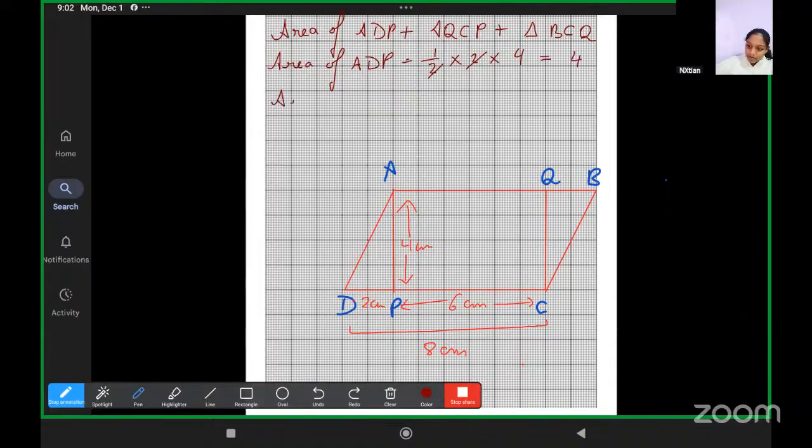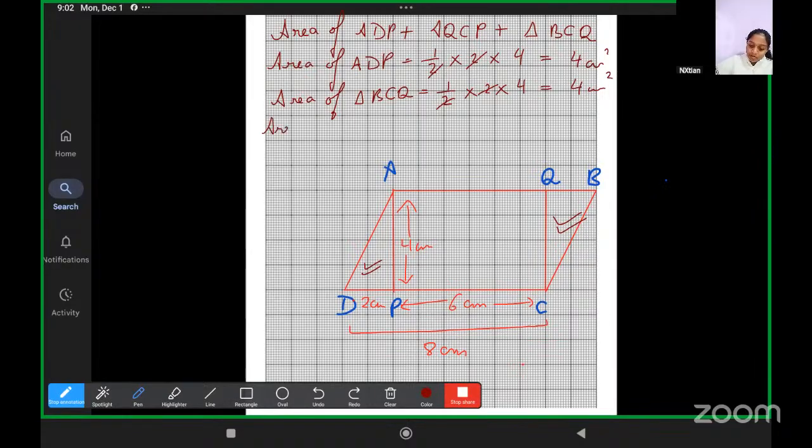Then area of triangle BCQ, same thing. Half into base is 2, height is 4. 2 and 2 cancels, 4. This triangle and this triangle area is 4 centimeter square.